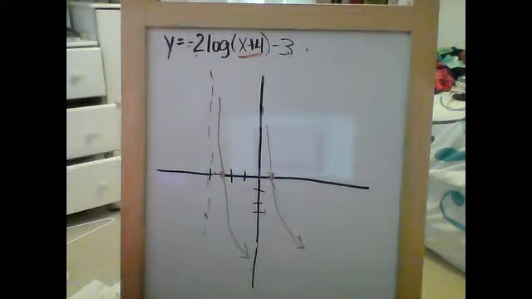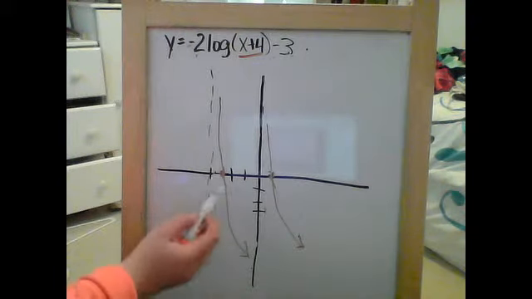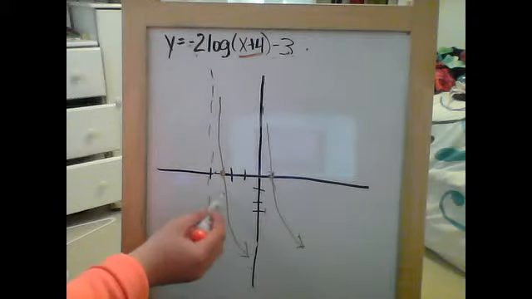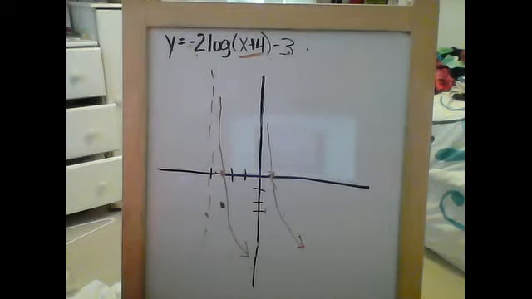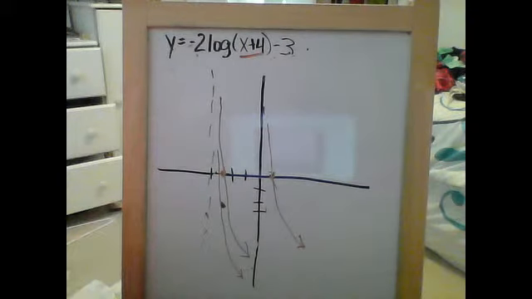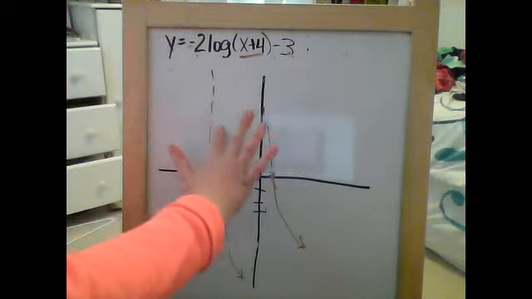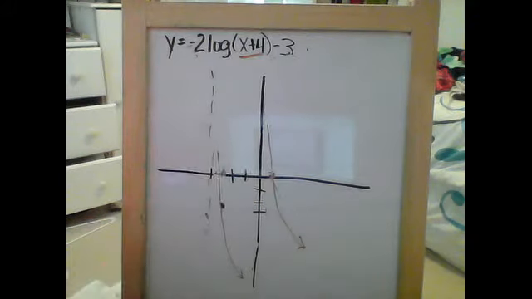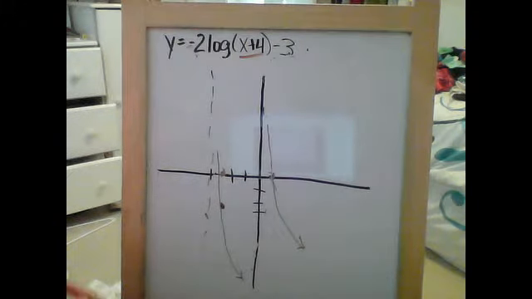Now, the last thing we have to do is work with that -3. That means that we're going to move it down 3 units if it's outside the parentheses. So, we're going to go down 3 units. 1, 2, 3. And our new point is going to be right here. Okay? So, our function now looks like that. And we'll get rid of that. And that is our new and improved function.